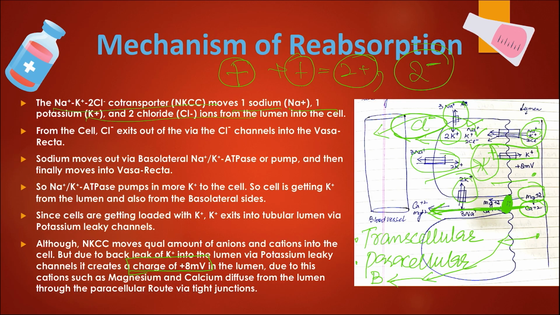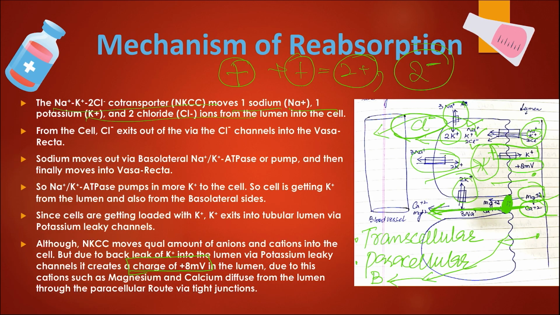Due to this increased quantity of potassium within the cell, the potassium back leaks into the lumen, which creates a charge of +8 millivolts in the lumen. Because of this excessive positive charge, other positively charged ions such as magnesium and calcium get reabsorbed via the paracellular route through tight junctions.